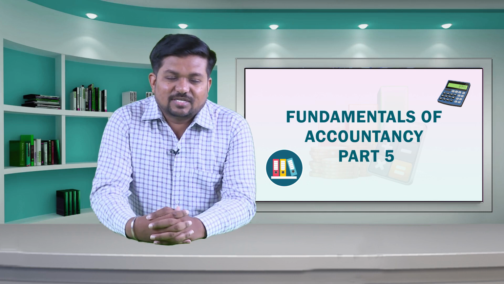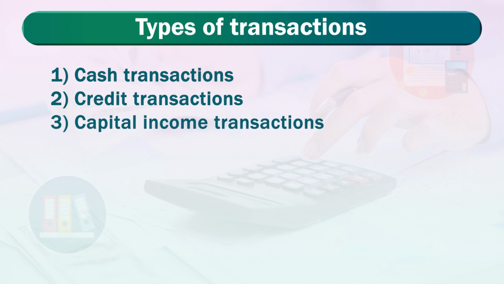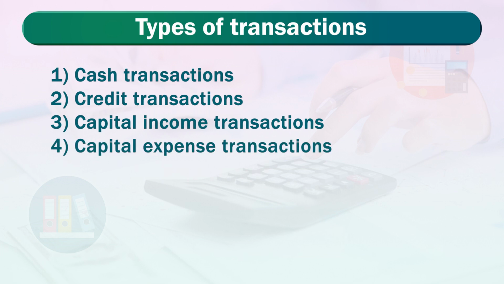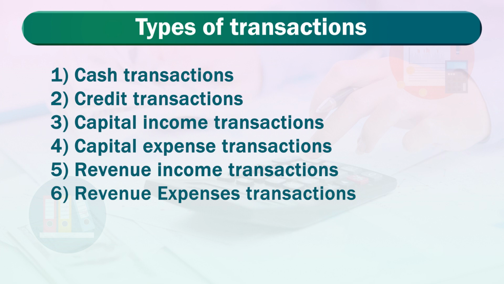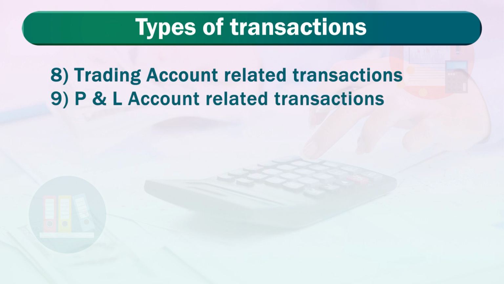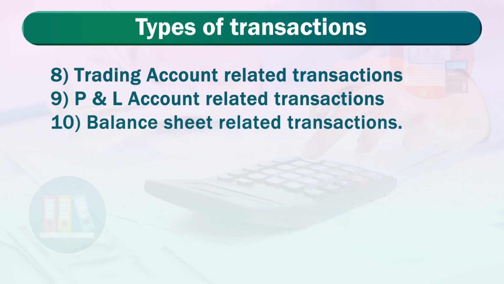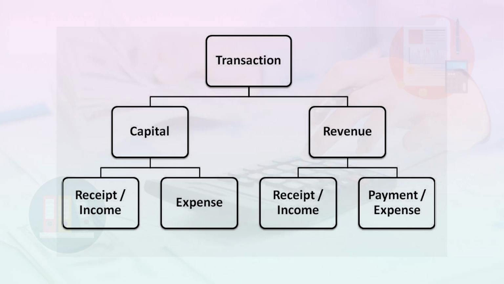The types of transactions are the cash transactions, credit transactions, capital income transactions, capital expense transactions, revenue income transactions, revenue expense transactions, goods related transactions, trading account related transactions, profit and loss account related transactions, and finally the balance sheet related transactions. So let us understand these categories. There are two main transactions, cash and credit transactions. First let us see cash transactions and its subcategories.